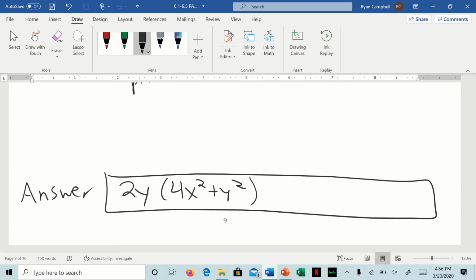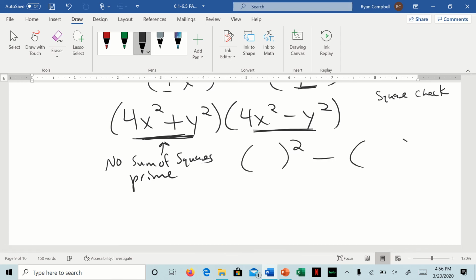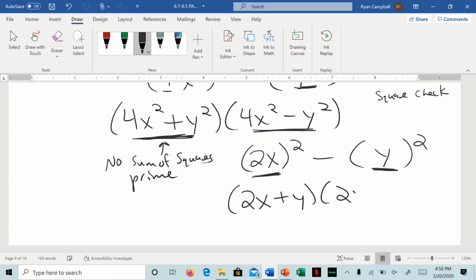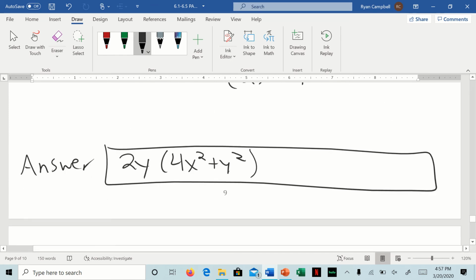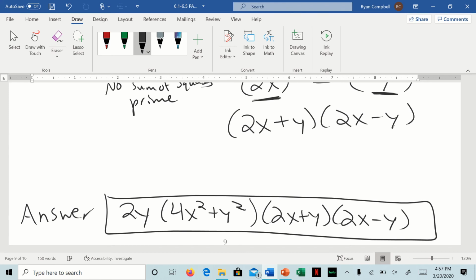But we should check this difference, right? Because we do have a difference of squares. So something squared minus something squared. So what squared is 4x squared? Hopefully we can see that's 2x. What squared is y squared? Super easy, that's y. So we get 2x plus y, 2x minus y. And since these are linear, we're done. 2x plus y, 2x minus y. Good.